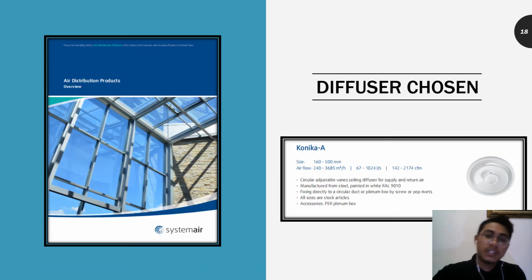For the diffuser chosen, we use Konica A. Why did we choose Konica A? Because the CFM range and the size still fit our calculation range. The size of the Konica A diffuser is 160 to 500 mm, and the CFM is 142 to 2174. Another advantage is that it is a circular adjustable vent ceiling diffuser, all sizes are in stock, and it attaches directly to a circular duct or plenum box by screw or pop rivet.